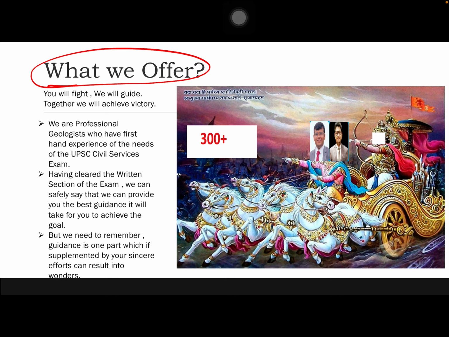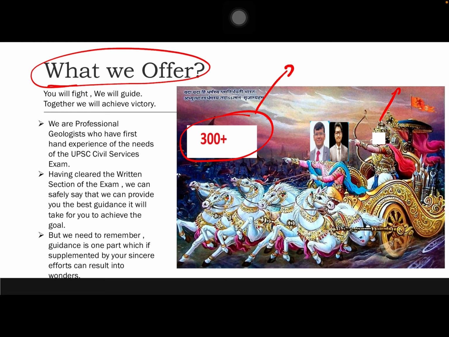Now I'm going to let you know what we are going to offer. So pardon me the liberty of providing here an image from one of my favorite epics, the Mahabharata. Our goal, you are this person, Arjuna, and our goal is to score 300 plus. That is a good score in optional, which will secure you a good rank.